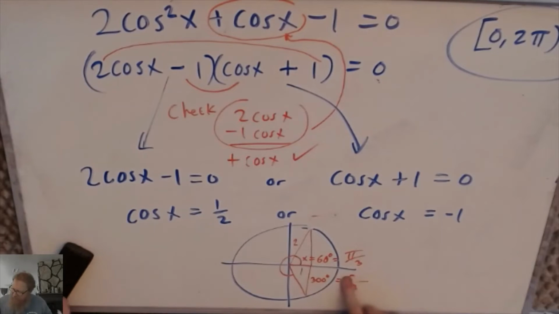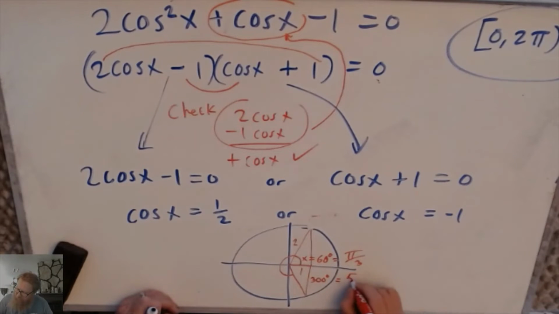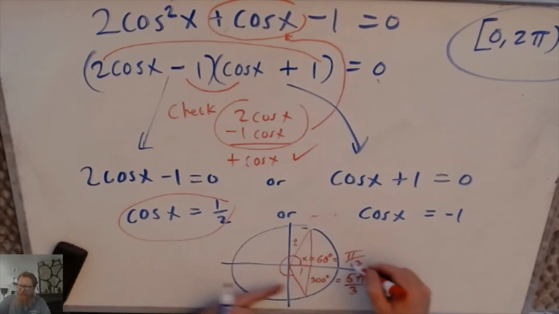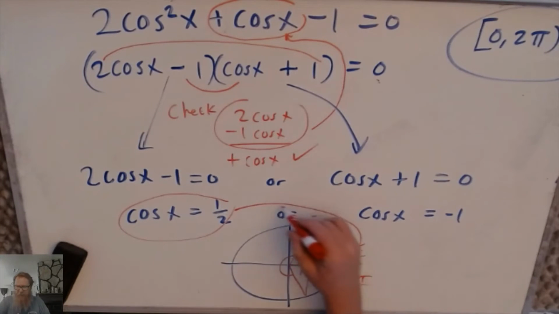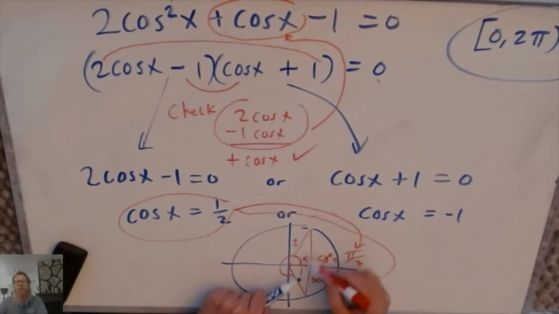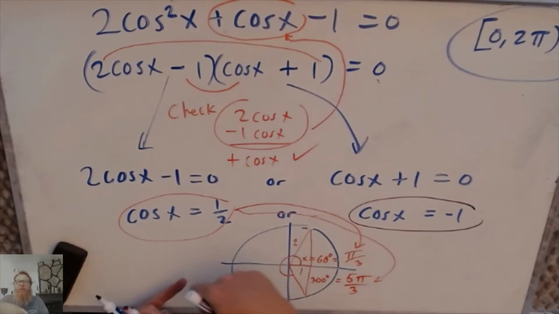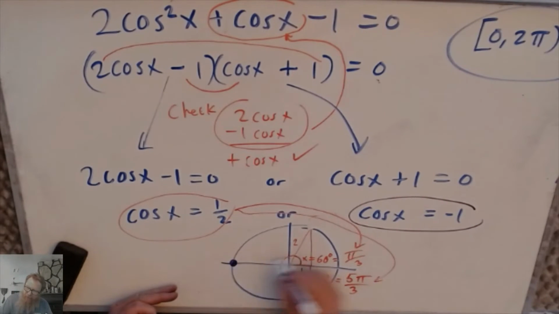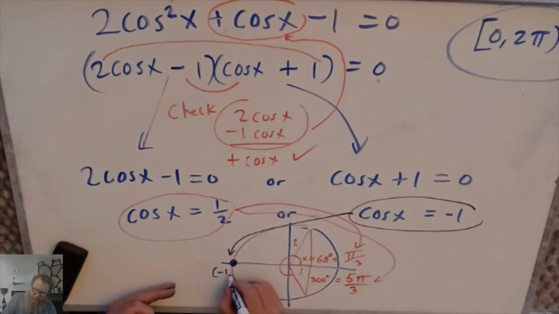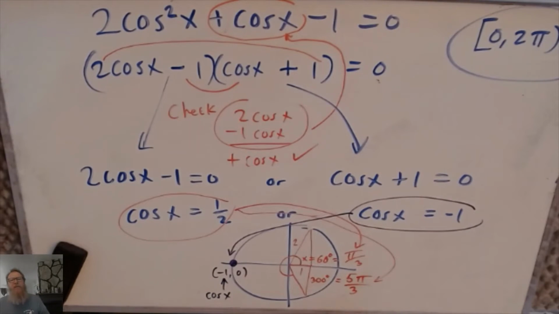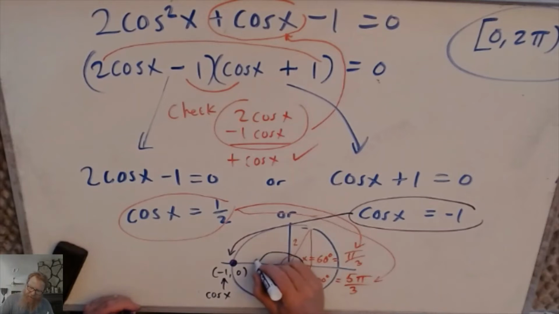If you're not sure about that, then turn it into degrees and then use the formula, multiply by pi over 180, and you will get 5 pi over 3. So these are the two places where cosine is equal to 1/2, quadrants 1 and 4. And then where is cosine equal to negative 1? I kind of wish I would have put this one on this side. That would be over here. So cosine is equal to negative 1 at 180 degrees, which is pi.